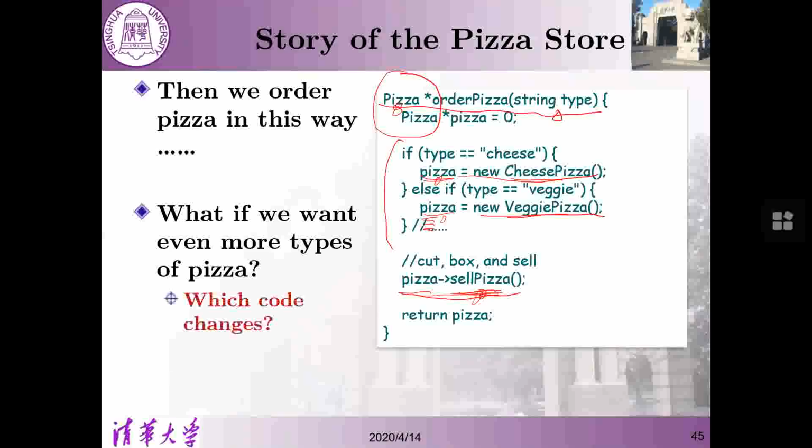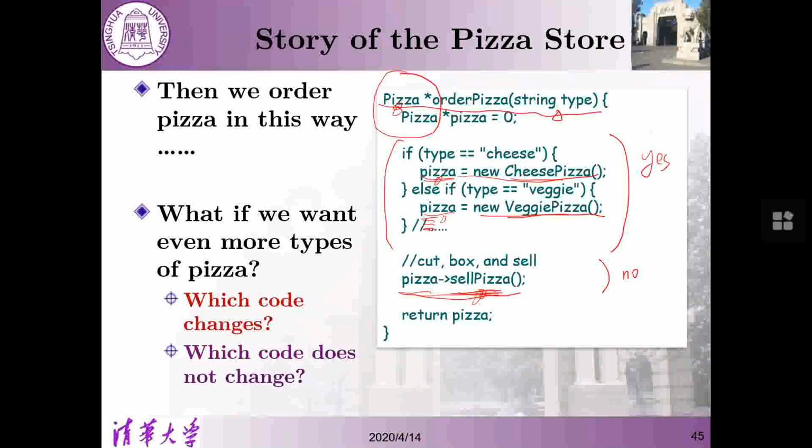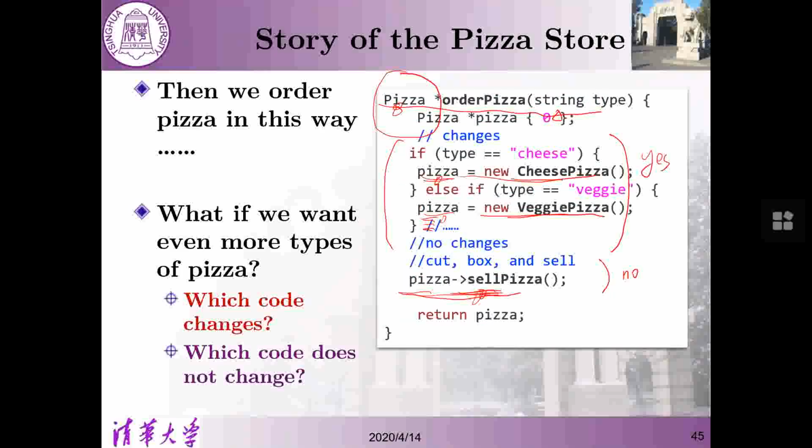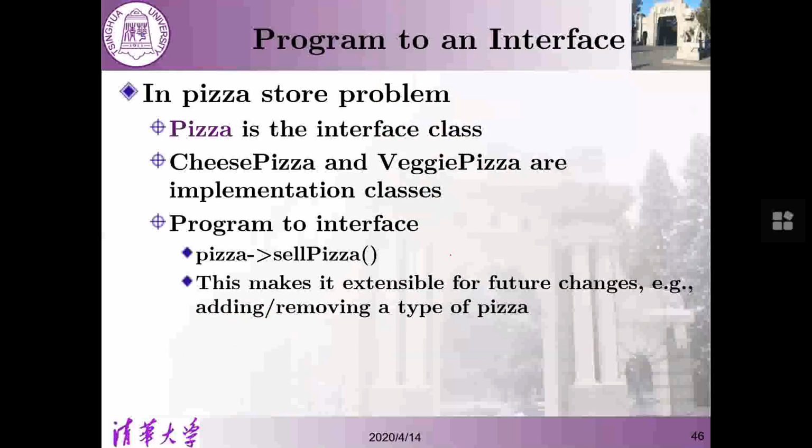So if we want to add one more type of pizza, let's check which part changes and which part does not change, right? So apparently, this part will change, right? And this part will not change. This part will change, right? So if we want to add one more type of pizza, this part changes, and this part is without change.